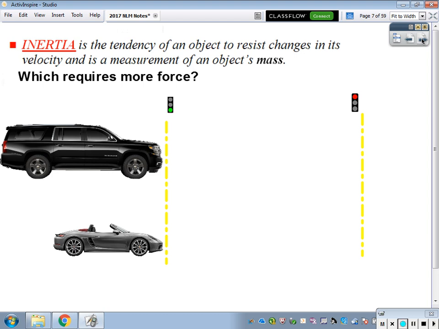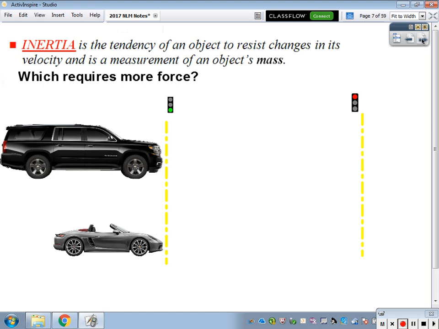So up on the board very quickly, we have a quick thought experiment for us. We have a Suburban and a Porsche sitting at a stoplight, two very different massed vehicles. The light turns green. Which vehicle requires more force to get up to whatever speed they would travel? The Suburban, the larger SUV. It's going to require a lot more force to get up and going. Why? It has more inertia. It requires more force to overcome the inertia that it has. It wants to stay at rest because that's how it started.